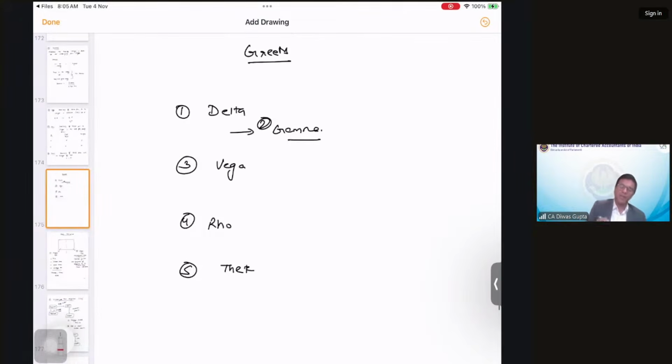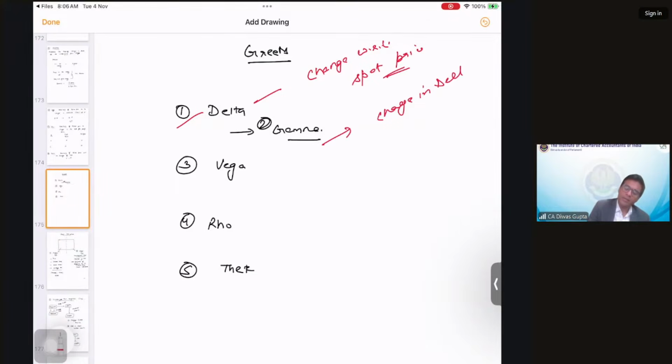Okay. So Greeks, finally, what all things we discussed? Delta, which is the change with respect to spot price. Gamma, change in delta with respect to spot price. Then Vega, Rho, and Theta. Vega is volatility, Rho is rate of interest, and Theta is the time.